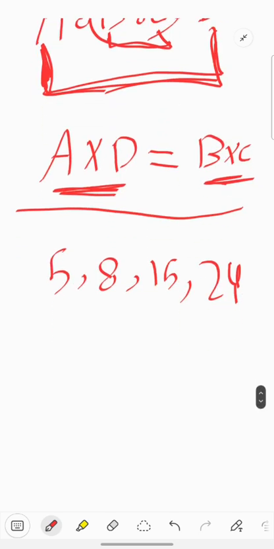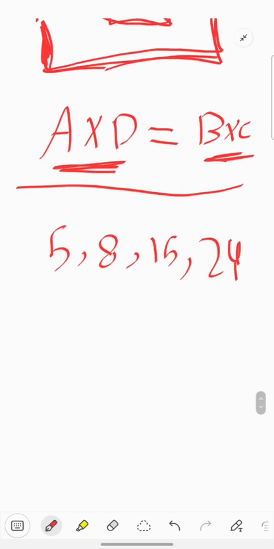State whether this sequence is a proportion or not. 5, 8, 15, 24.